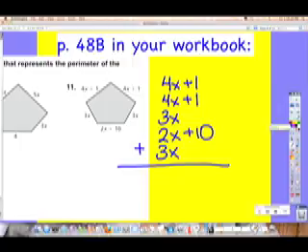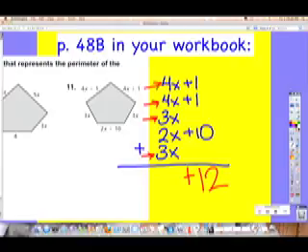Guys, what's 3 plus 3? 6 plus 4? 10 plus 4? Plus 2? 16. There you go. You could just say 3 plus 3 plus 2, then 4 plus 4. Yeah, totally. Just be nice to yourself. 16x plus 12, guys. Can we go any further on this one? Yeah. We're done. Okay, open to page 52. I'm going to help you.